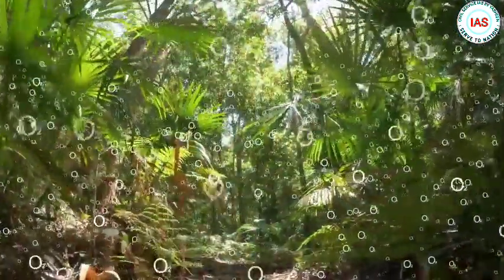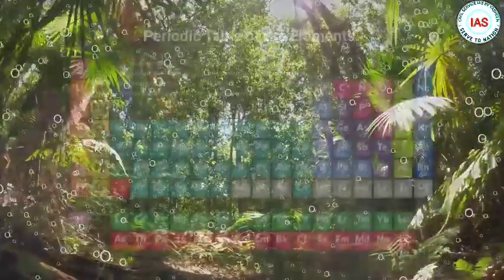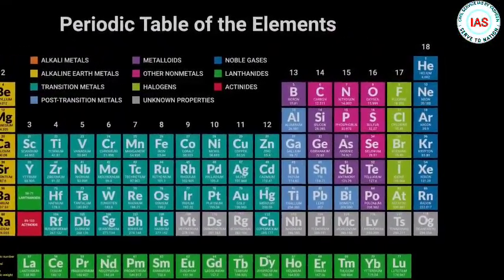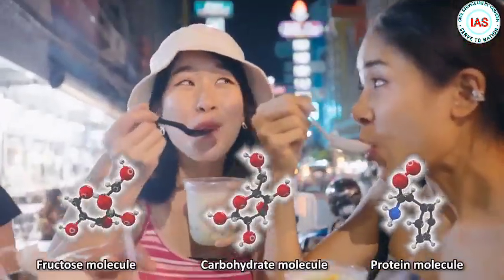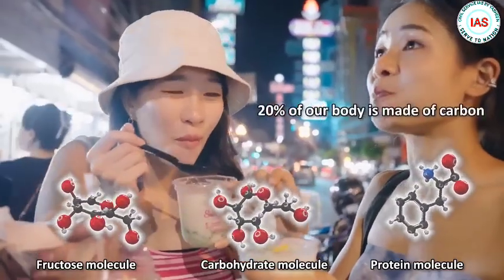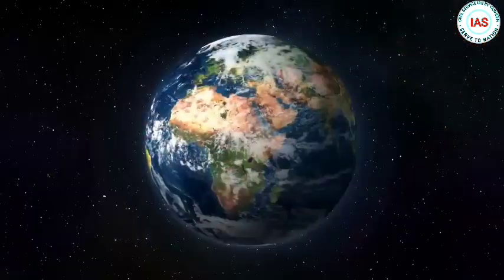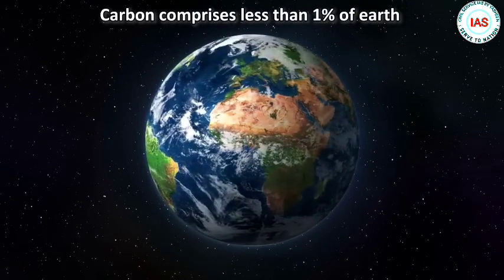But carbon is not the most abundant element on Earth. That would be oxygen. And it is not the most stable, like helium. On the surface, it doesn't appear particularly special. Yet, if we look at our body composition, we find that carbon is everywhere in our cells. 20% of our body is made up of carbon, but it comprises less than 1% of the mass of the Earth's atmosphere, oceans, and crust.